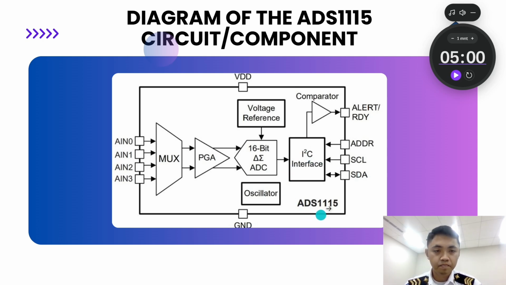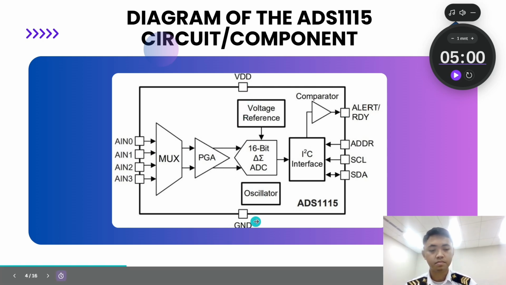Next is the comparator. The comparator compares the input voltage with a programmable threshold. And the next is ALERT or RDY. This pin is used to signal that the conversion is complete or when the input voltage crosses the threshold defined by the comparator. The next are the VDD and the ground pin.